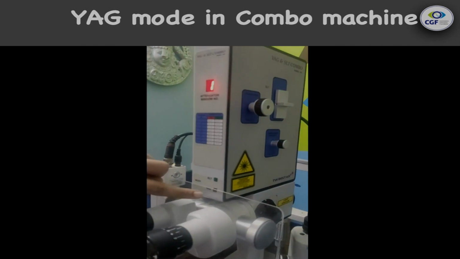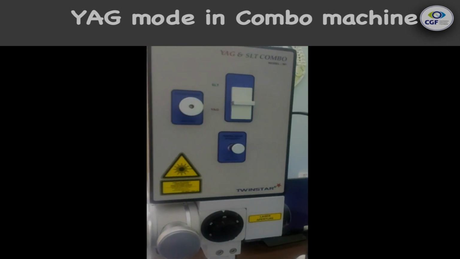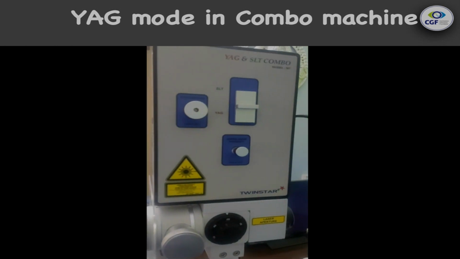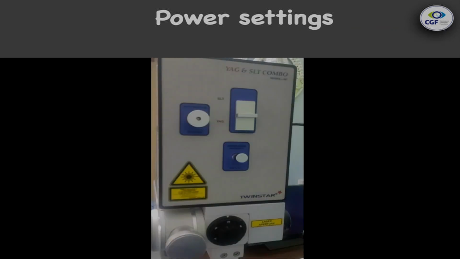So I want you to understand the Appasamy machine uses the super Gaussian mode. The other Zeiss machine works on the Gaussian mode, the lasers. So the power settings, you cannot really step up like 1.1, 1.2 like that. It goes up like 1, 2, 3. So you got to be a little bit careful because the power delivery is a little bit higher than what you can use with your Nidek or Zeiss machines. So this is the power settings.